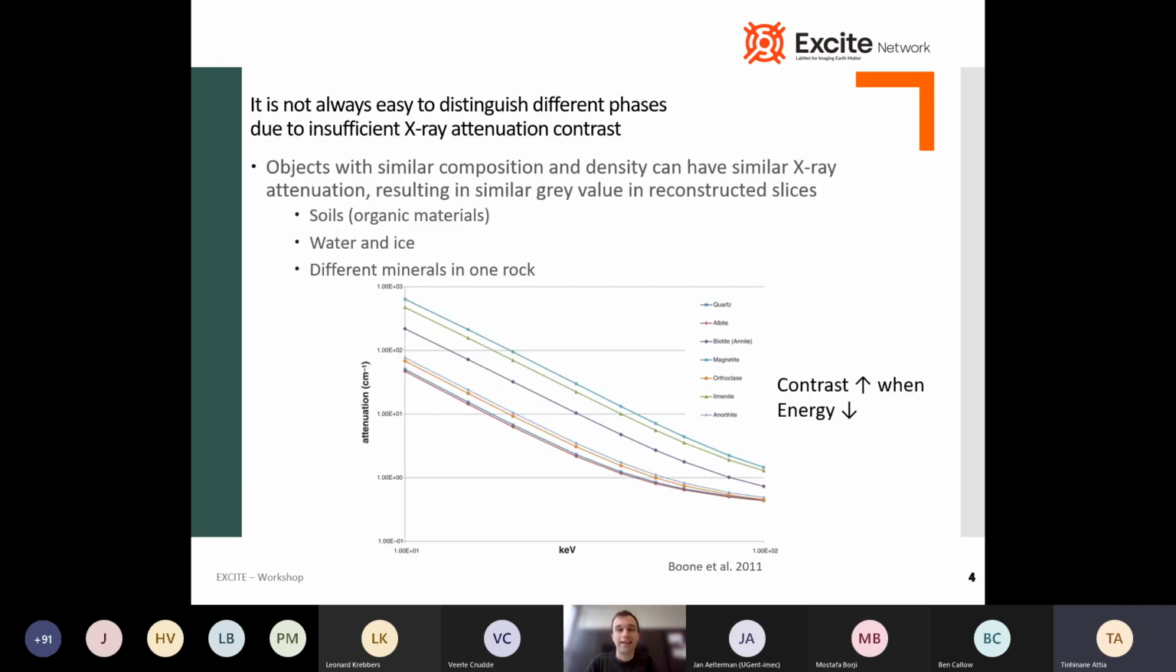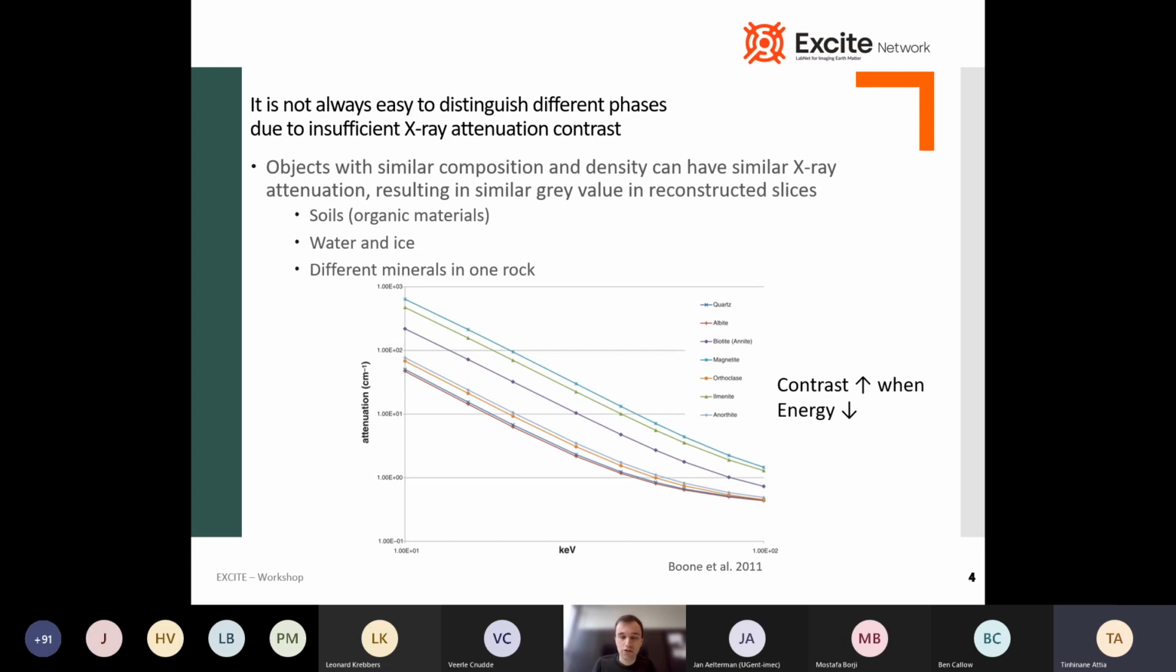Although in many cases it's very hard to distinguish different phases from each other, as they have no X-ray attenuation contrast. There are many objects which have a similar composition and density, so they have the same or similar X-ray attenuation, and then also the same gray value in the reconstructed slices. Examples are soils, where it's very hard to distinguish, for example, organic matter from air, to see the difference between water and ice, but also it's hard to distinguish different minerals in one rock.